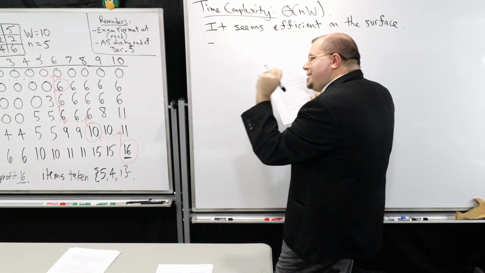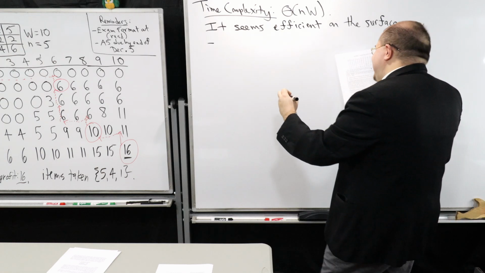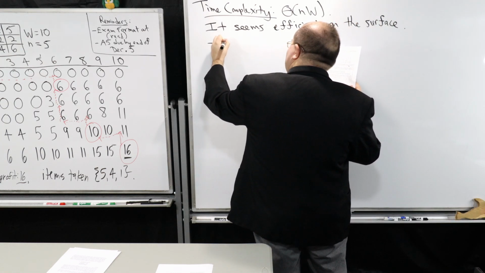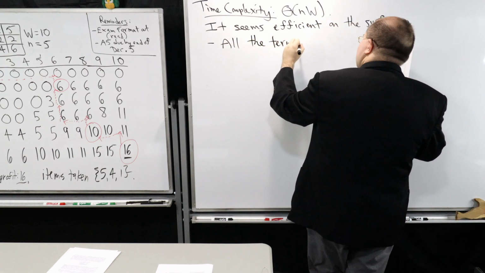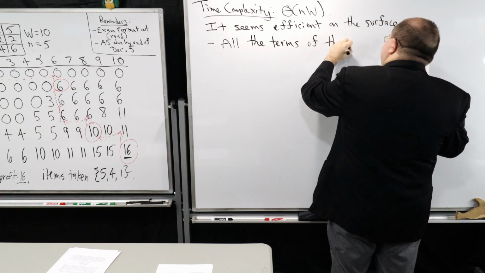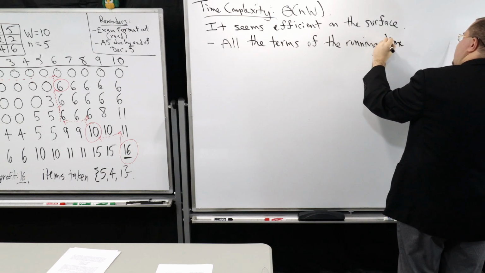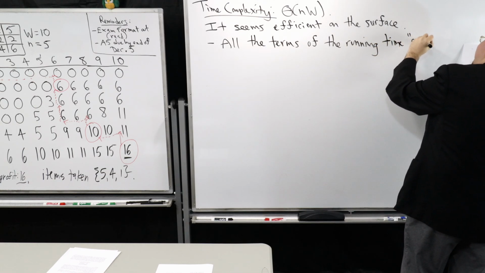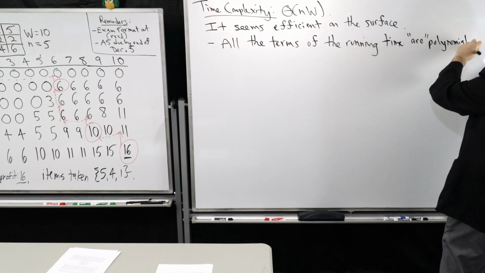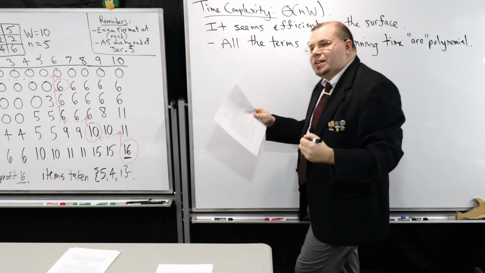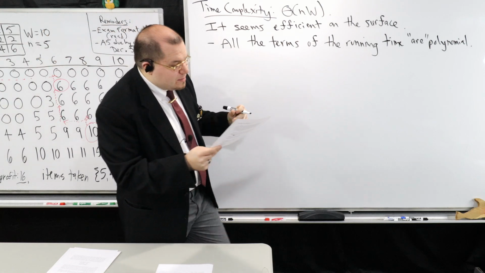So here's the thing. The n and the W both look like polynomial terms, right? They seem that way. So all the terms of the running time, in the most literal sense, are polynomial, right? But that's not the only part when we talk about the efficiency of an algorithm. We measure it with respect to what? The input size, right?